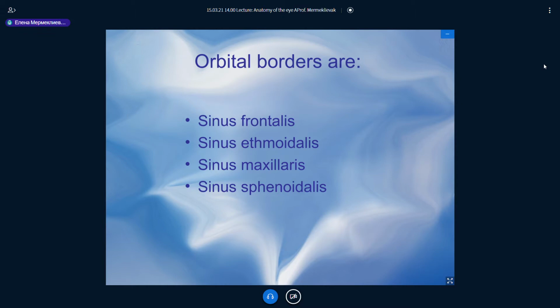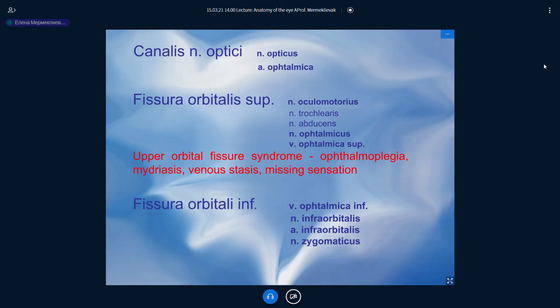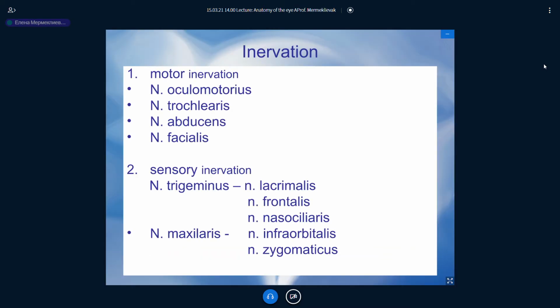The sinuses that are near the orbit and the foramina, and from which foramen, which part of the nerves goes through. And we start with the innervation. We have motor innervation and sensory innervation.